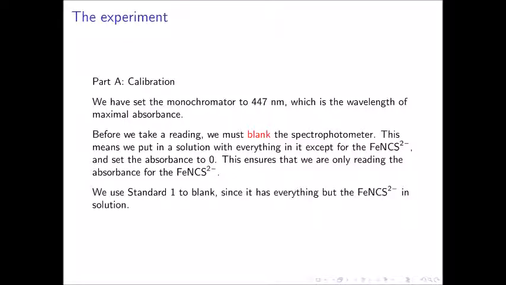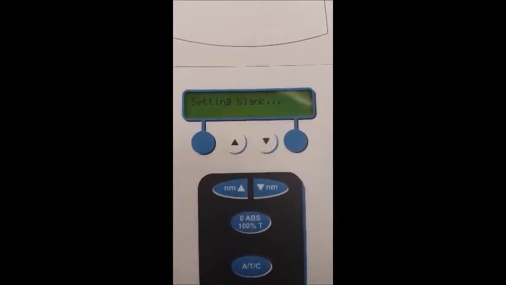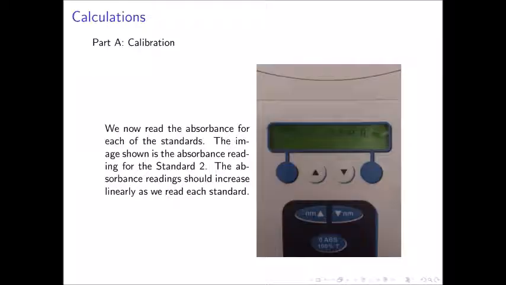Since it has everything in it but the complex, we will use standard 1 to blank. Notice that we have a non-zero absorbance initially for standard 1. We press the 0 ABS button, which zeroes out the absorbance. We can now read the absorbance for each of the standards one at a time. The image shown to the right indicates that the absorbance reading for standard 2 is 0.090. The absorbance readings should increase linearly as we read each standard.